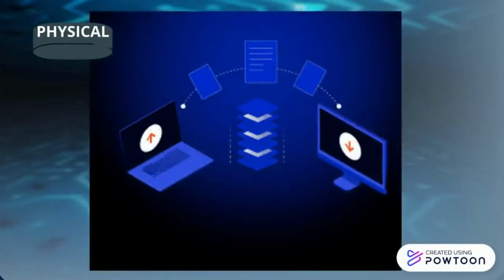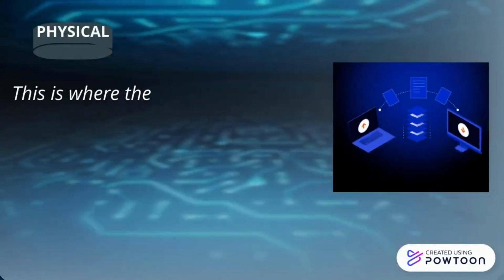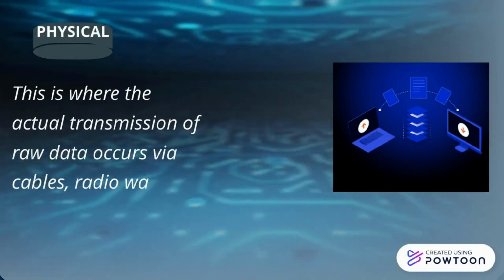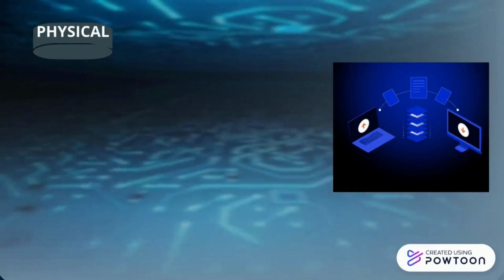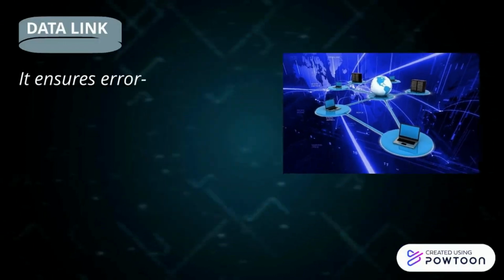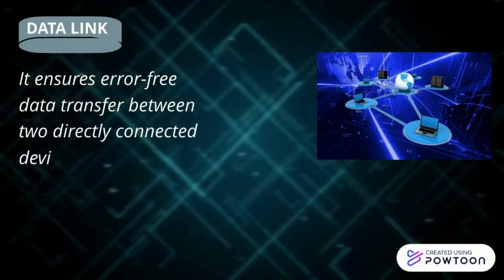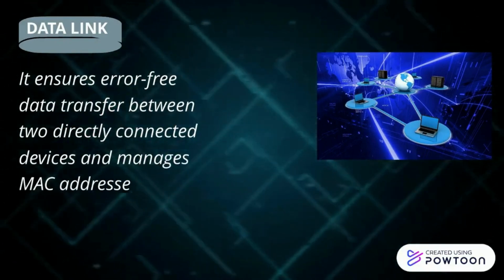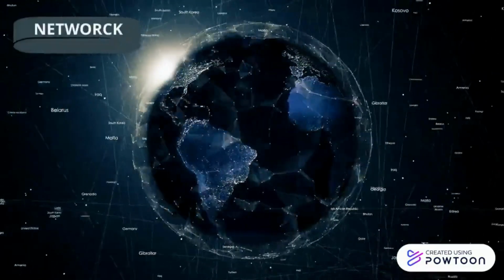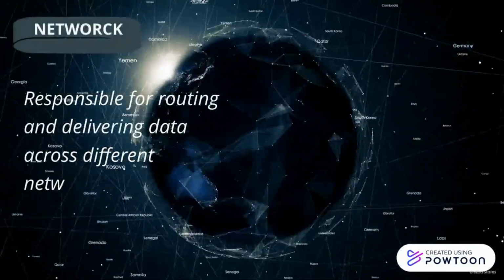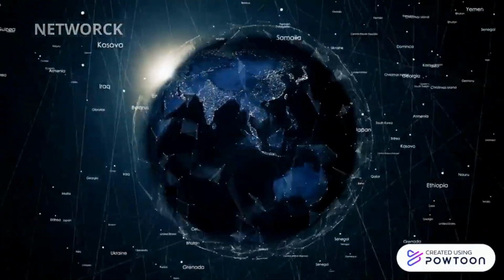1. Physical layer. This is where the actual transmission of raw data occurs via cables, radio waves, or other mediums. 2nd, data link layer. It ensures error-free data transfer between 2 directly connected devices and manages MAC addresses. 3rd, network layer, responsible for routing and delivering data across different networks using IP addresses.